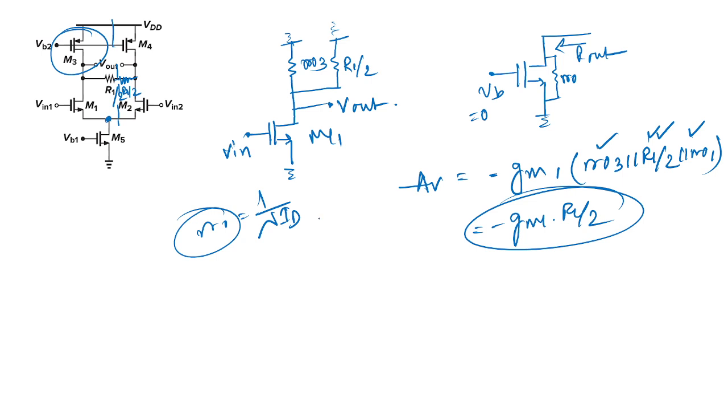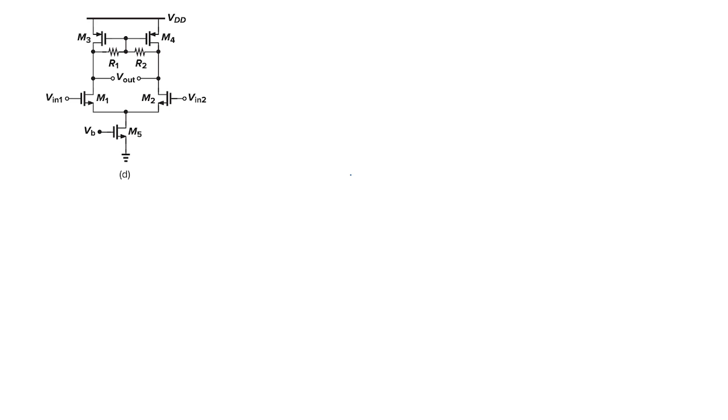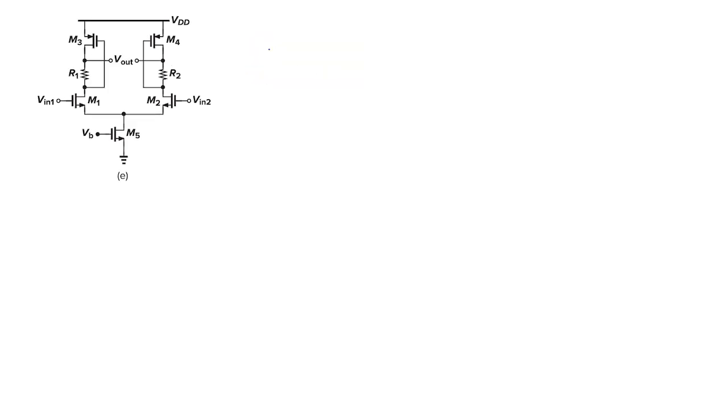So in this way you can easily solve this problem, and this is another problem. From this point you can divide the circuit and calculate the gain. This is the homework you can do. Now let's go to the next problem.